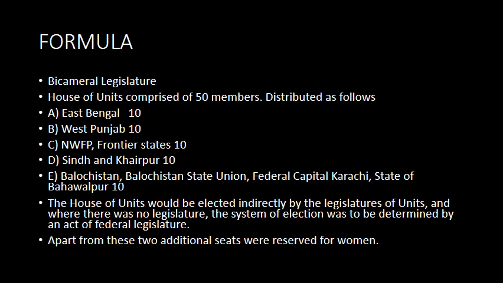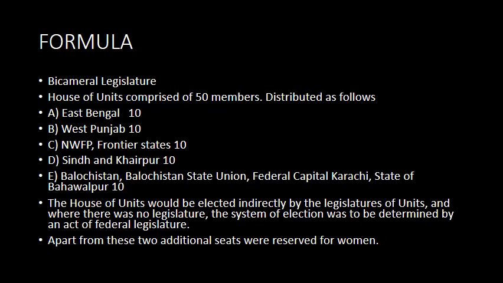The House of Units, which is also the upper house, comprised 50 members. The members were distributed equally among the different units: East Bengal 10, West Punjab 10, NWFP, which is now called Khyber Pakhtunkhwa, and frontier states 10, Sindh and Khairpur 10, Balochistan States Union, Federal Capital Karachi, and State of Bahawalpur 10. In this way, each unit got equal representation of 10 members.